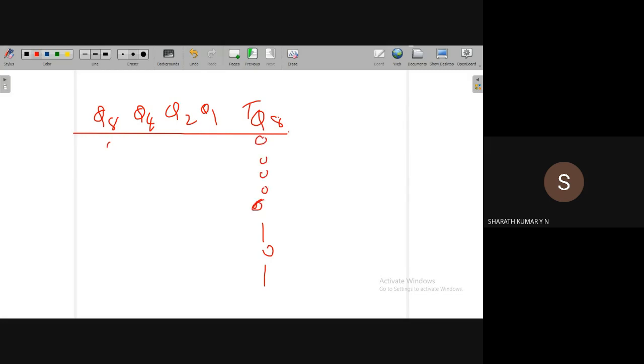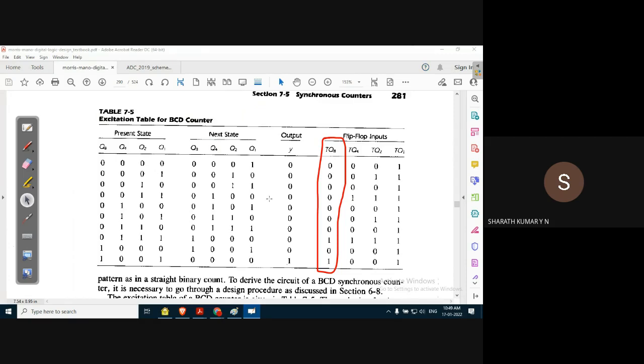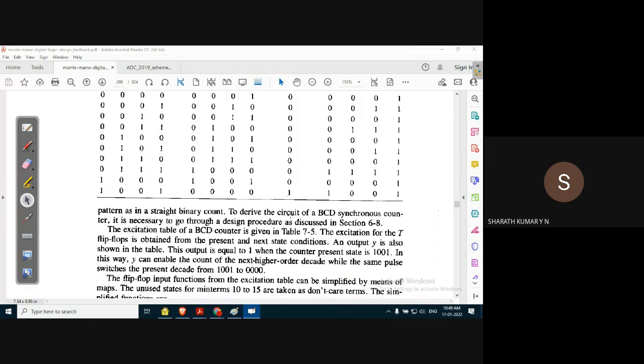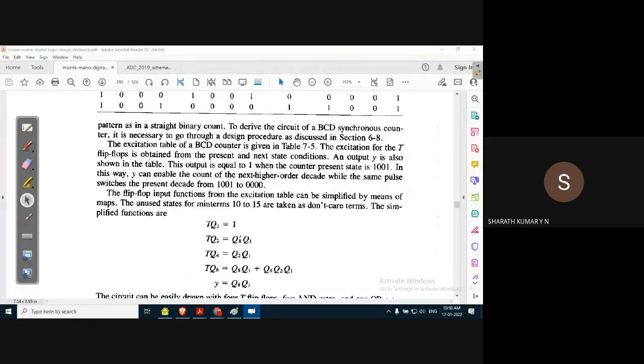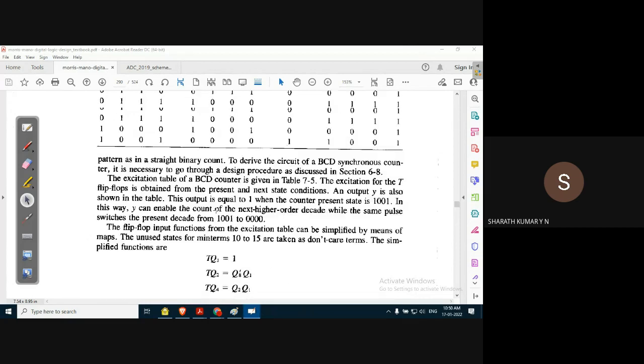That means the first state is 0000. Oh, okay, just a second. It should be from the next state, no? Not from the present state. Correct. It should be from the next state. Present or next state, guys, just give me a second and I'll clarify. Because in the excitation table, the output is equal to 1 and the counter state is 1. In this way, we can enable the next higher order flip flop. States 10 to 15 are don't care, that's fine.